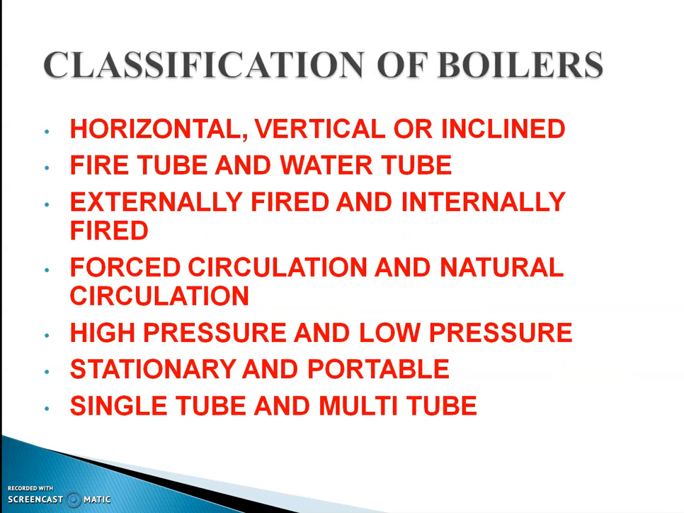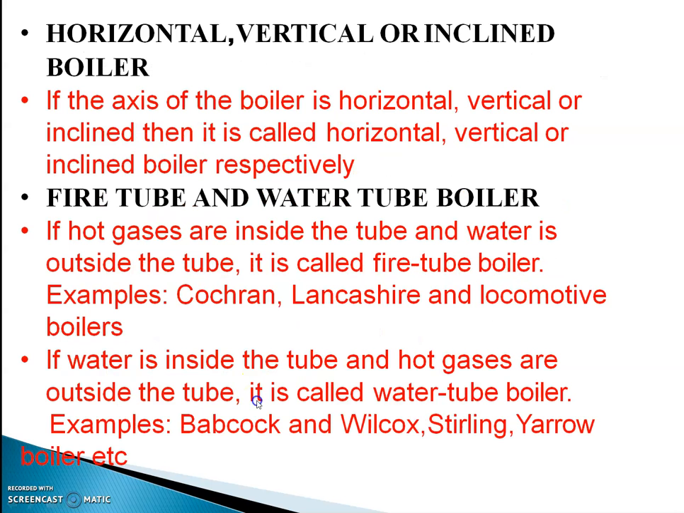The classification of boilers: horizontal, vertical or inclined boiler; fire tube boiler and water tube boiler; externally fired or internally fired; forced circulation or natural circulation boiler; high pressure boiler and low pressure boiler; stationary and portable boiler; single tube or multi-tube boilers. Based on the axis of the boiler, if the axis is horizontal, vertical or inclined, it is called a horizontal boiler, vertical boiler or inclined boiler respectively.